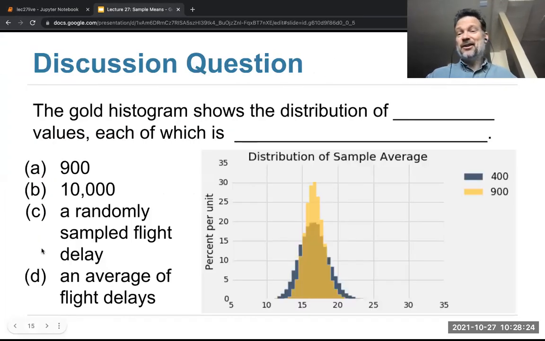So here's my little check to see how you're all doing. Here's a discussion question for you all. I've got that same histogram, and I want you to, little Mad Libs for me, fill in the blank, not arbitrarily, not with the craziest, funniest thing, but with what's true. So the gold histogram shows the distribution of what? Values, each of which is what?